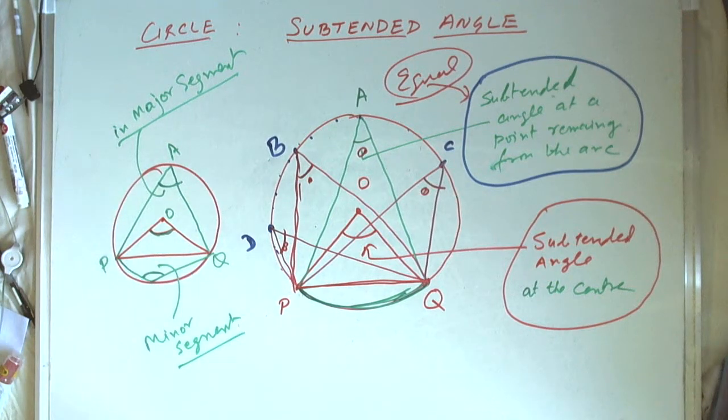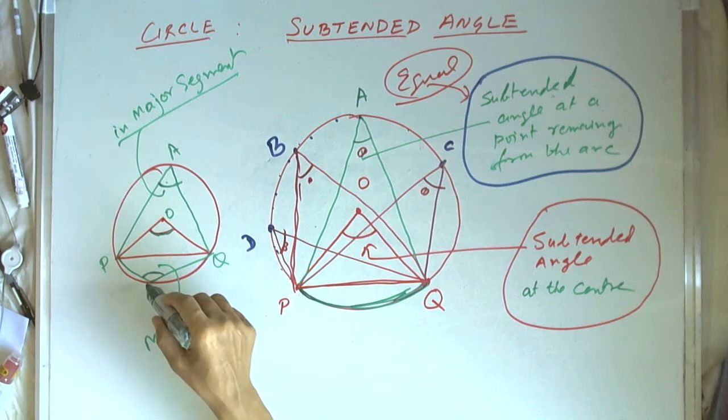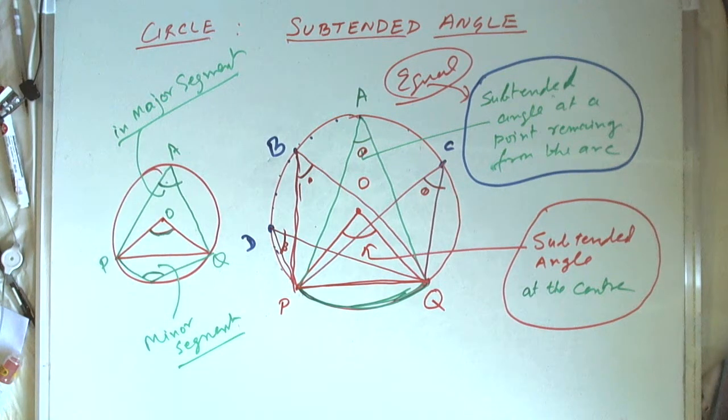And these two angles will not be equal. The angle in the major segment will not be equal to the angle in the minor segment. So this is something which should be remembered, that the angle in the minor segment will not be equal to the major segment, but all the angles in the major segment will be equal to each other, and all the angles in the minor segment will also be equal.